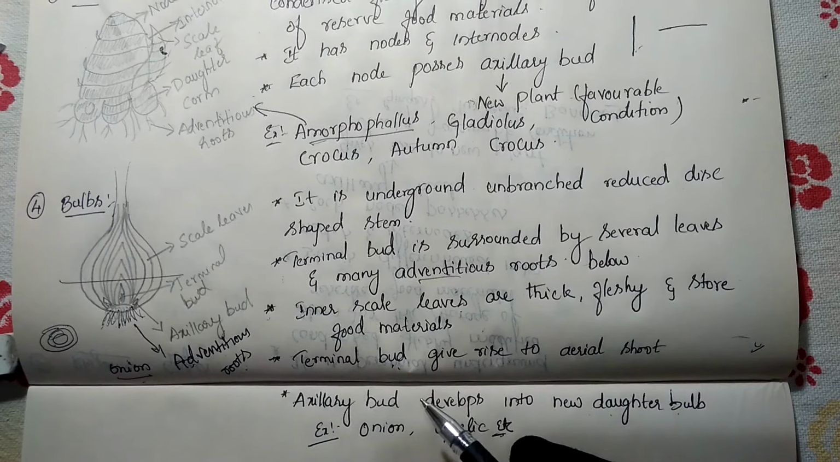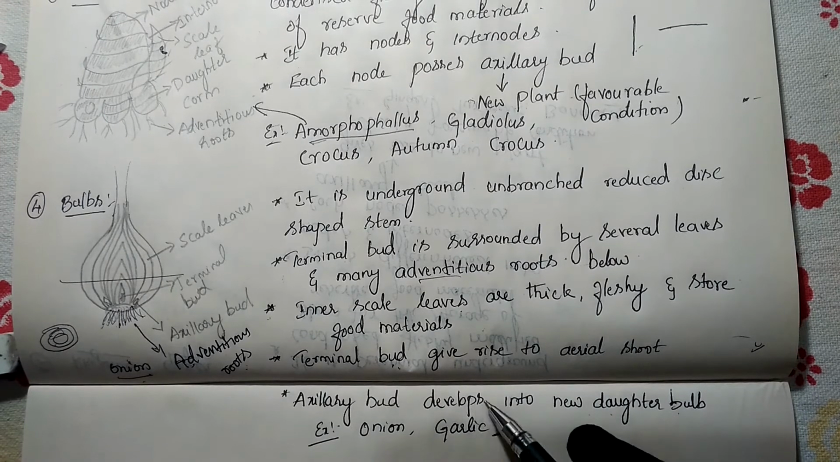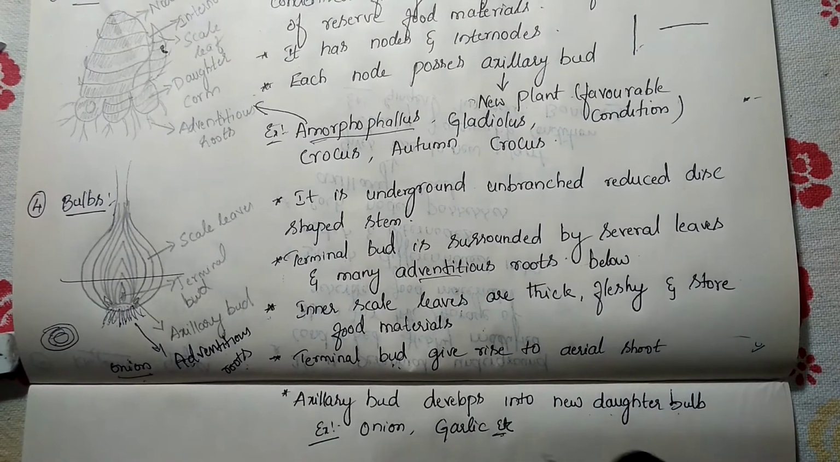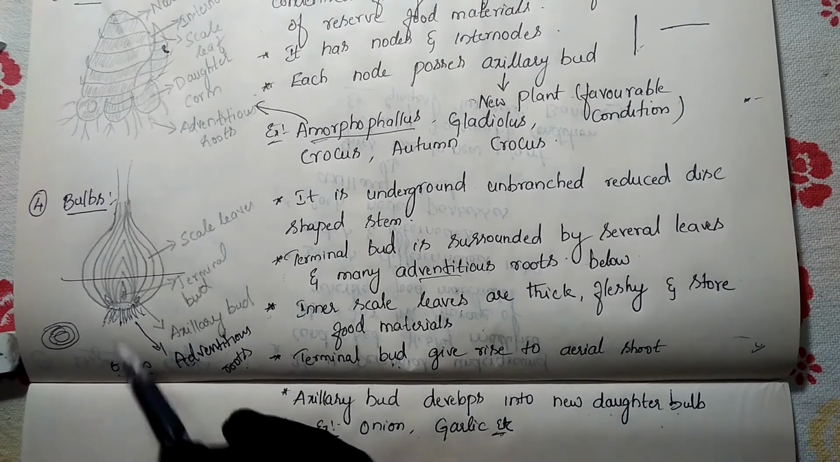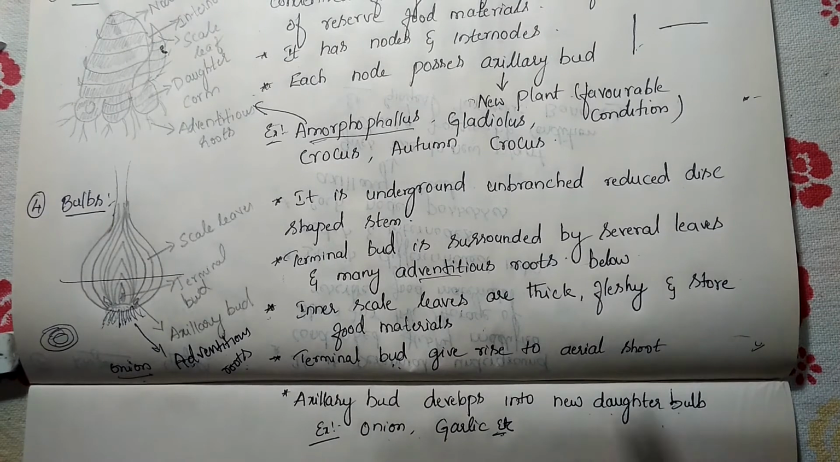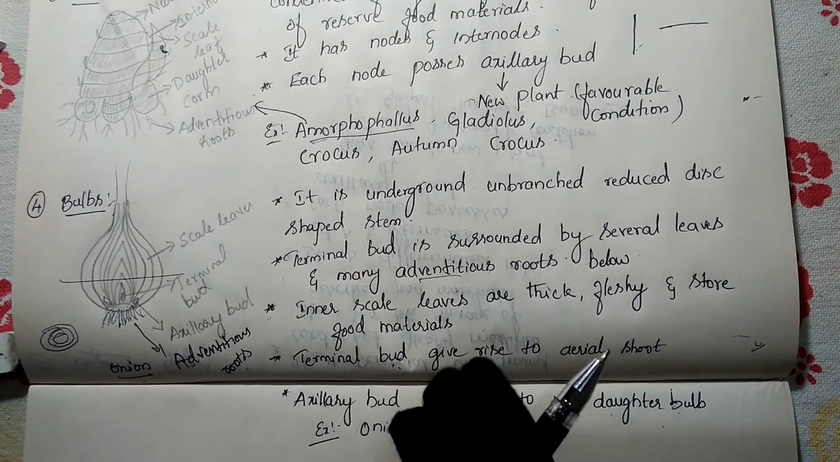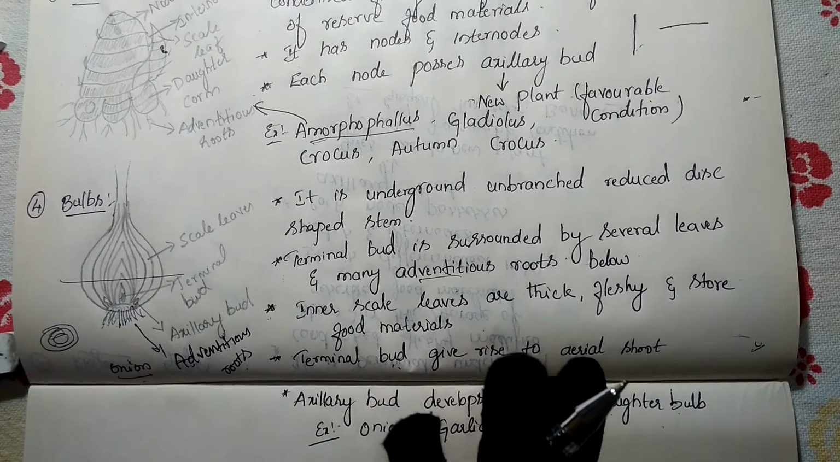In a previous class also we discussed that the axillary bud gives rise to a new plant, a new daughter. In the same manner here, the axillary bud gives rise to a new daughter bulb. Examples are onion and garlic. So this is an example of the onion. Like that, we have discussed stem modification.